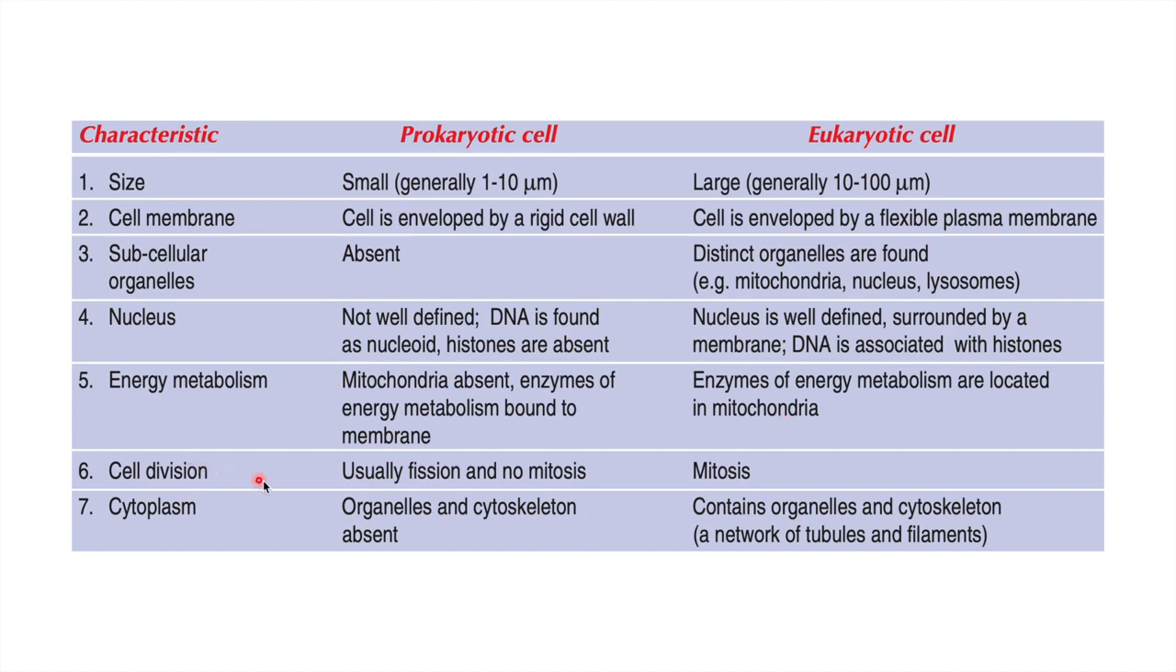Cell division in prokaryotic cells occurs through fission, but in eukaryotic cells it occurs through mitosis. If we talk about cytoplasm, organelles and cytoskeleton are absent in prokaryotic cells, but in eukaryotic cells, organelles are present and cytoskeletons are made up of tubules and filaments. So these are present in eukaryotic cells.